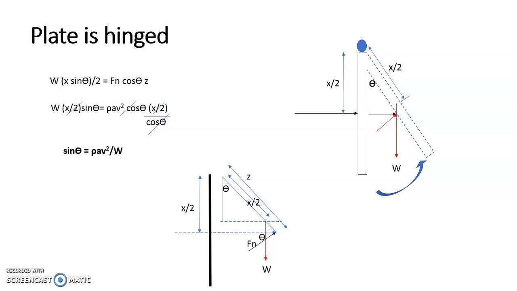by W, where W is expressed in newtons. Theta is the angle, or inclination. Rho is the density, A is the area of the jet, and v is the velocity. Okay, this is how we calculate, if we are interested in calculating theta: theta is sine inverse of rho a v square divided by W.